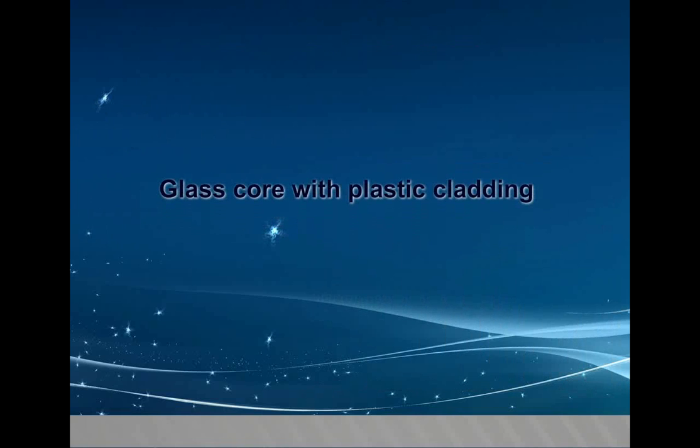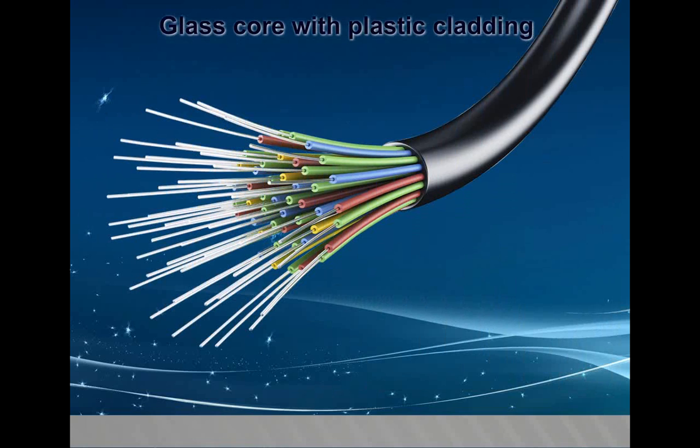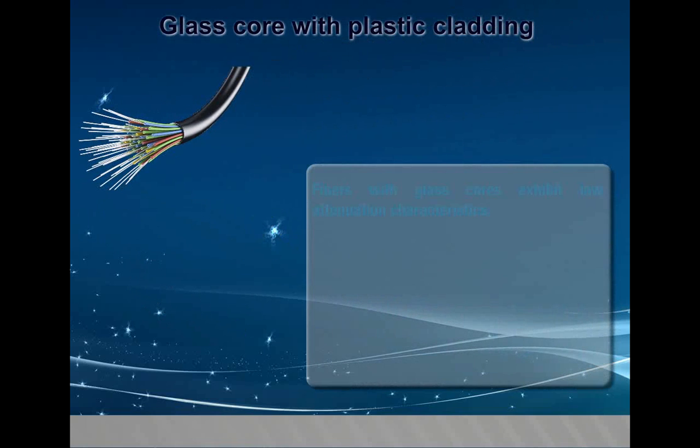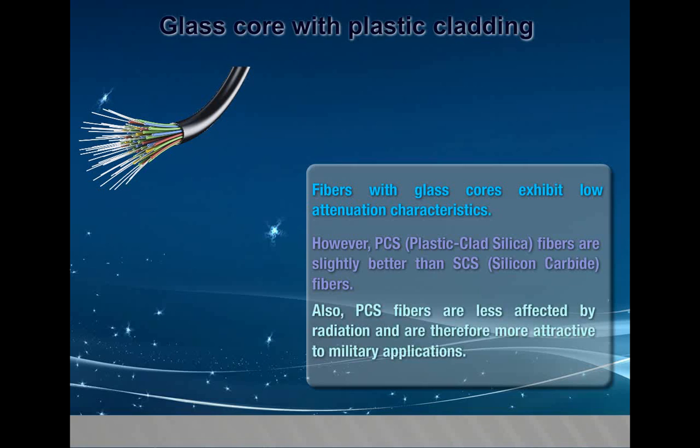Glass core with plastic cladding. Fibers with glass cores exhibit low attenuation characteristics. However, PCS, plastic clad silica fibers are slightly better than SCS, that is silica clad silica fibers. Also, PCS fibers are less affected by radiation and are therefore more attractive to military applications.